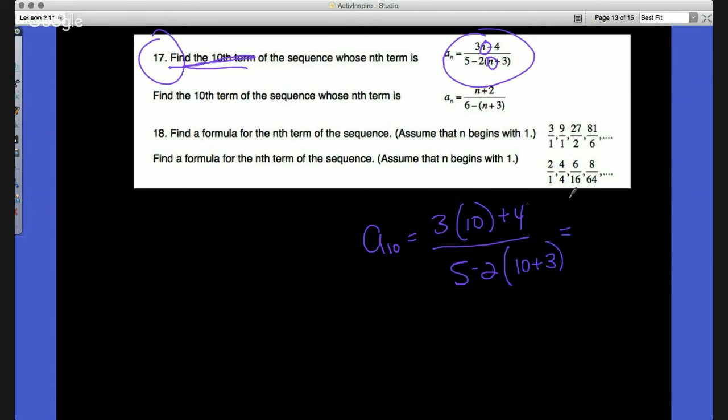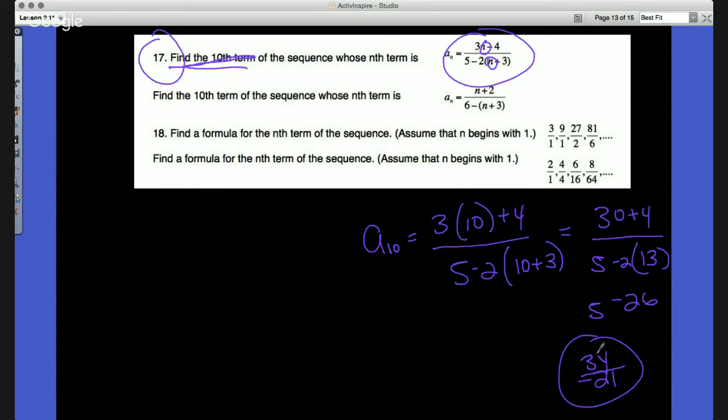3 times 10 is what we'll use. Get 30 plus 4 on top. On the bottom, we can combine inside to get 13 times negative 2. Make sure we don't subtract here, because we have to multiply next to get negative 26. 5 minus 26 is negative 21. And 34 would be on top. So 34 over negative 21, negative 34 over 21, is my answer for number 17.